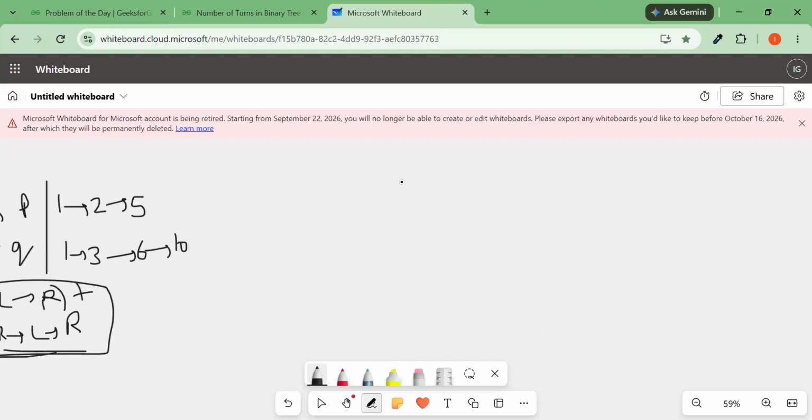Consider we have a root node with value 1. This is 10, this is 2, and consider we have 20. We are given P as 1 and Q as 20. So this is one node, and this is the other node for which you have to find the path.